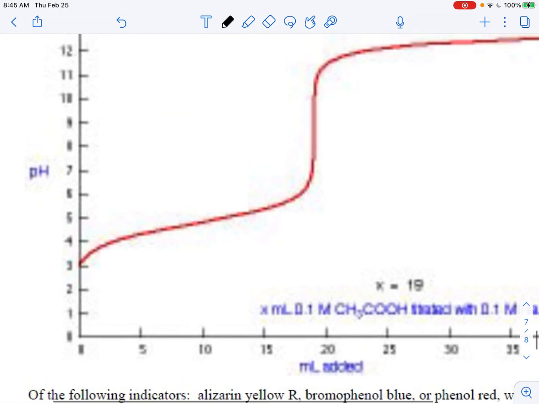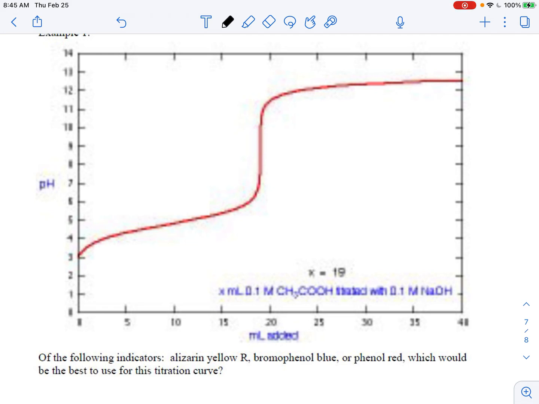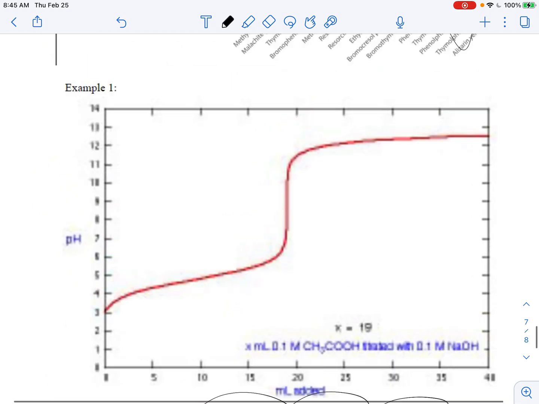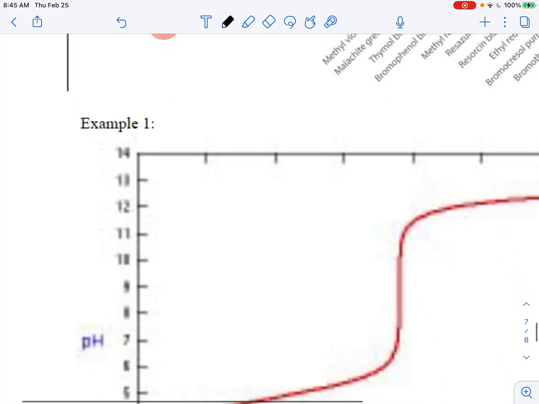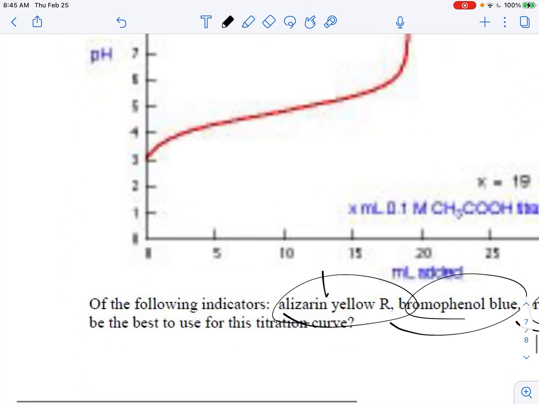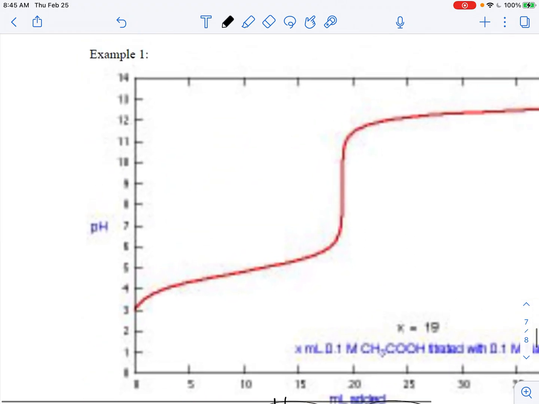So take a look at this. It says, of the following indicators, alizarin yellow R, bromphenol blue, and phenol red, which one is going to be the best for this titration curve? Well, let's take a look at them. Alizarin yellow R has a pKa of 11. So if we were to take a look at 11, 11 is up there.